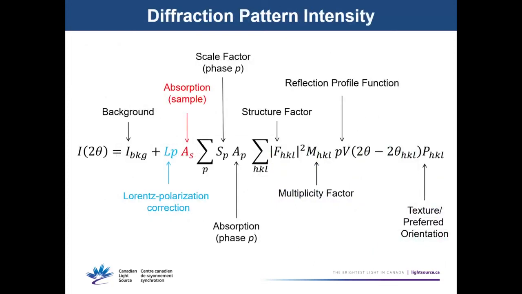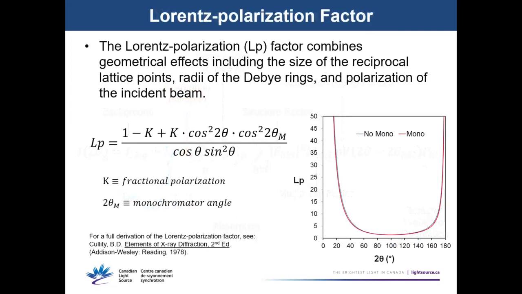Next, we'll look at some of these other global parameters that influence intensities in the whole pattern, including the Lorentz-polarization correction and the sample absorption. The Lorentz-polarization correction is a geometric parameter that incorporates a number of different factors based on the geometry of your instrument and also on the polarization of your incident X-ray beam. The book Elements of X-ray Diffraction by Cullity has an excellent derivation of the individual contributions to the Lorentz-polarization factor.